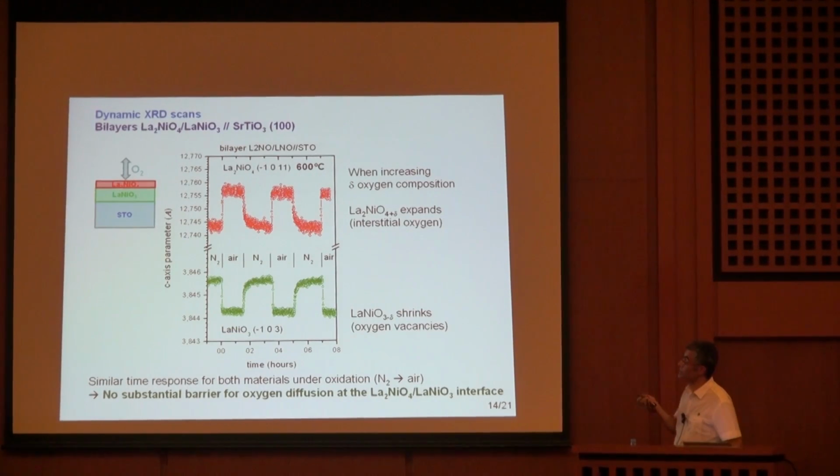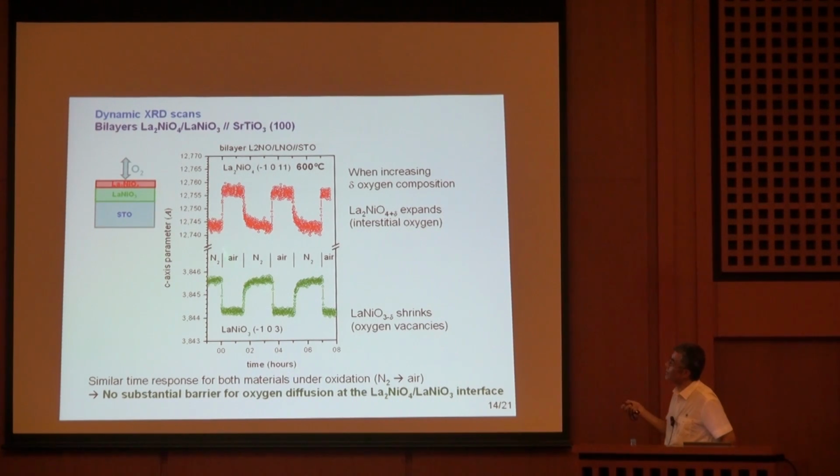And what is very nice in this particular system is that once you oxidize from nitrogen to air, lanthanum nickel 04 increases the Z-axis parameter, whereas lanthanum nickel 03 compresses. And this is what you expect in this material from the defect chemistry. The main defects in lanthanum 2 nickel 04 are oxygen interstitials. So when oxygen incorporates, it increases the volume of the cell. Whereas lanthanum nickel 03 is a perovskite, and it typically has oxygen vacancies. So when you incorporate oxygen, you have fewer oxygen vacancies, so the volume of the cell reduces.